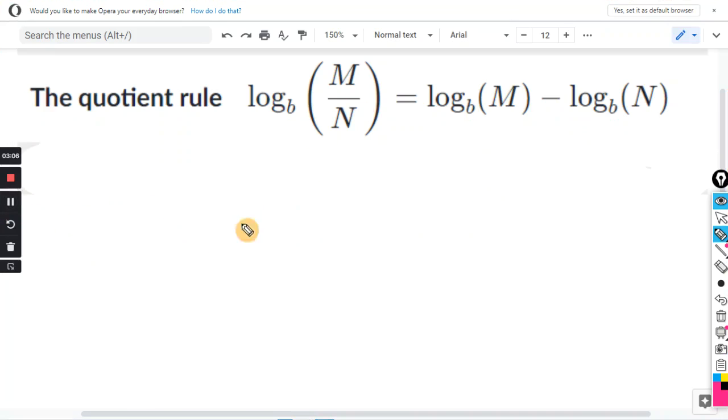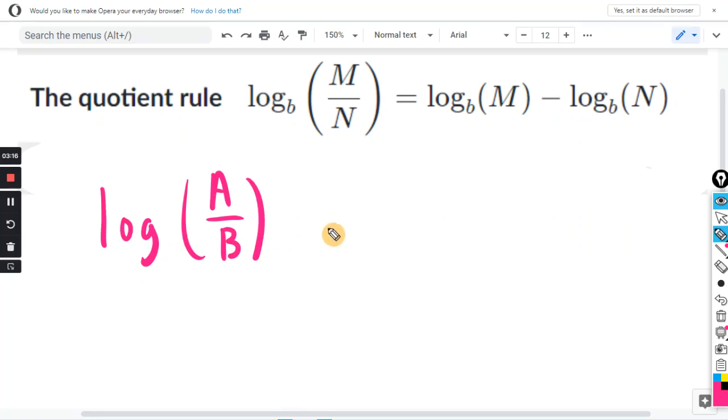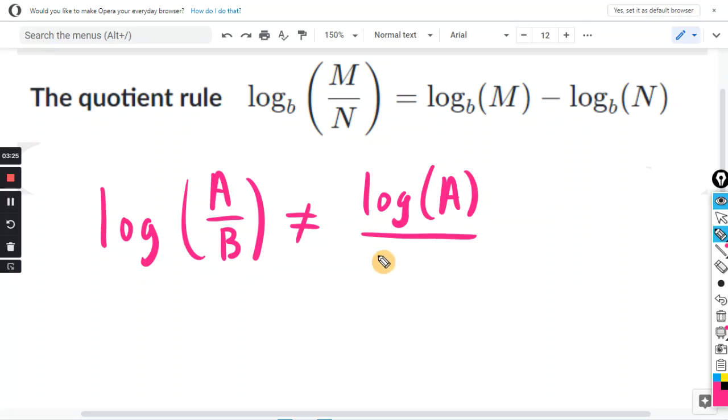And one thing you want to be careful with the quotient rule, you want to remember that the log of a over b is not equal to the log of a divided by the log of b. All right, those are two different things, so please be careful.